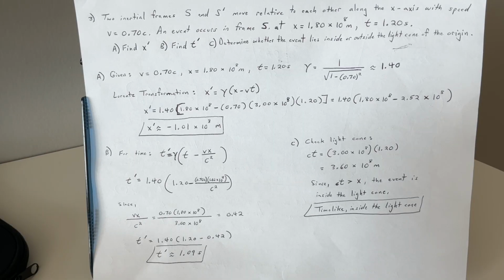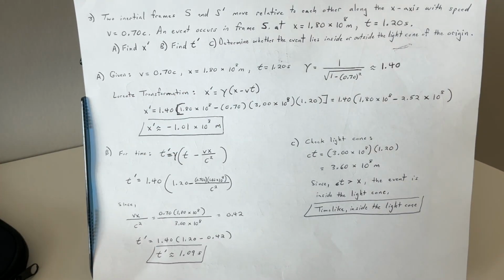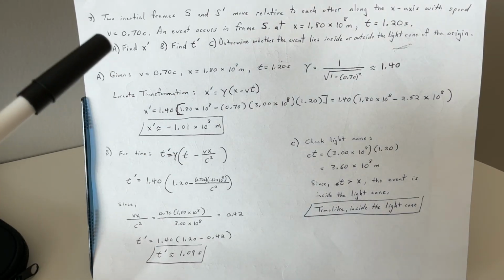Number 3, we have two inertial frames S and S prime moving relative to each other along the x-axis with speed v equals 0.70 c. An event occurs in frame S at x equals 1.80 times 10 to the 8 m, t is 1.20 s. Part A, find x prime.